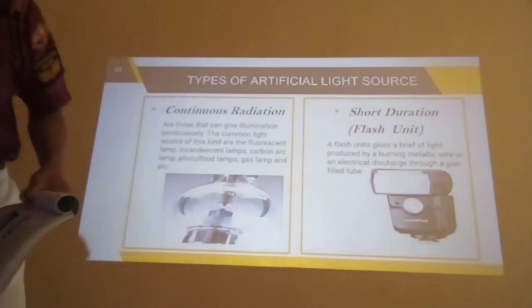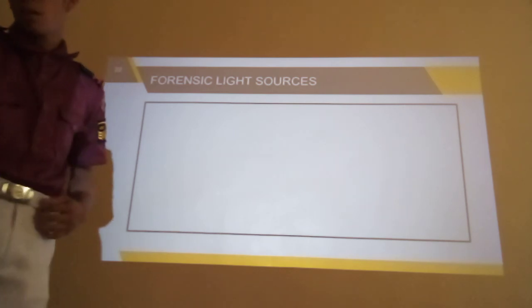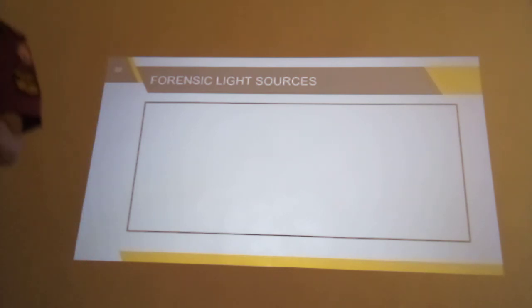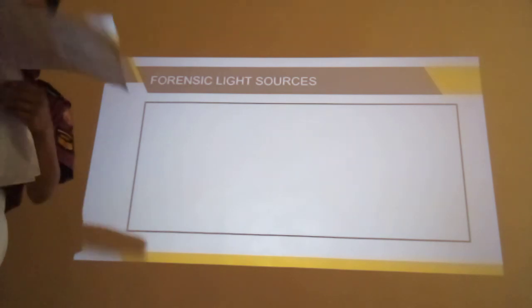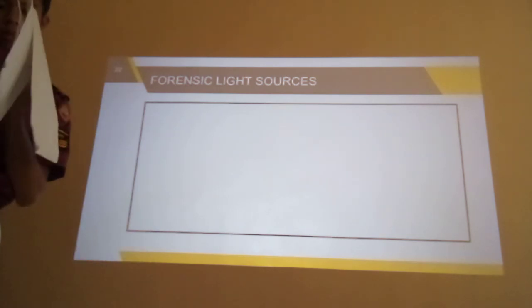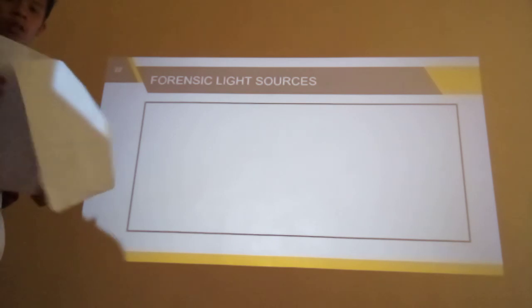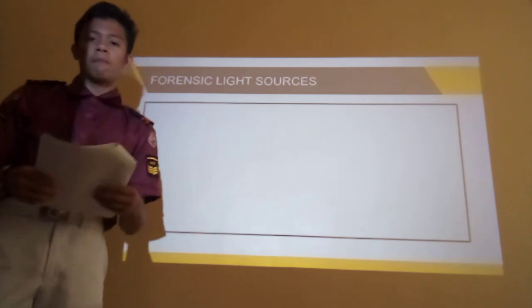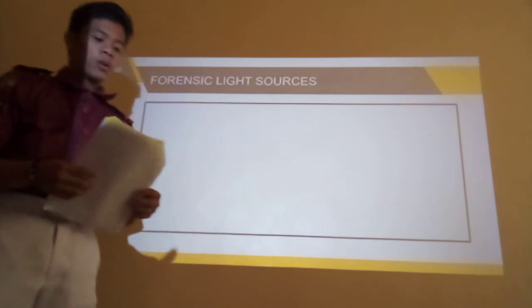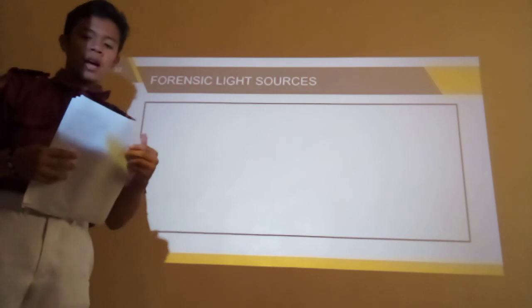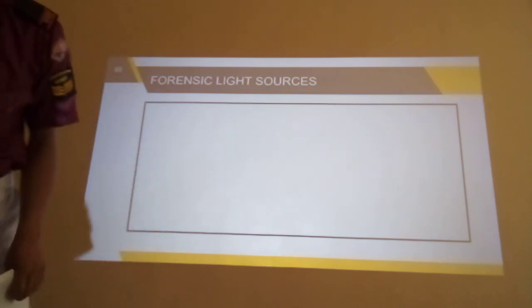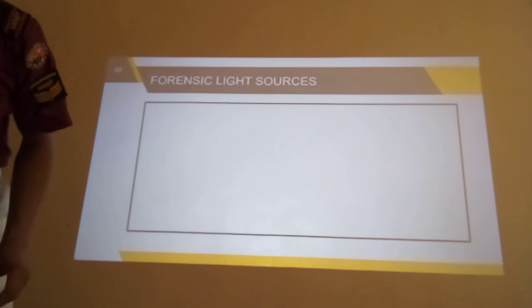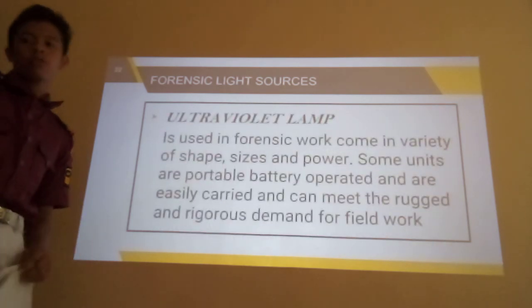Let's go to the next topic, the forensic light source. So what is forensic light source? Forensic light source is created using a lamp containing filters for ultraviolet, visible, and infrared light. So I have here forensic light sources. Number one is the ultraviolet lamp.